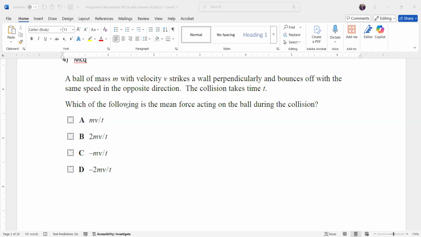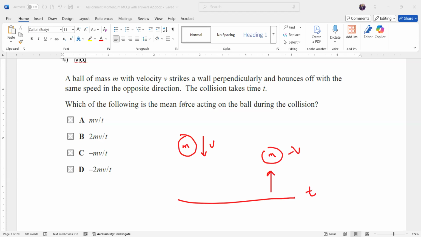So in this question, a ball of a mass m with a velocity v. So the ball is there, which is having a mass m, and it has a velocity v. It hits with the same speed but in opposite direction. So because velocity is a vector quantity, we'll consider it as minus v, and the time for the impact or the collision is t. Which of the following is the average force or a mean force?